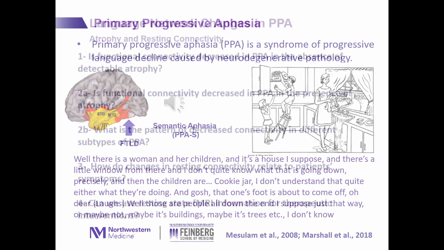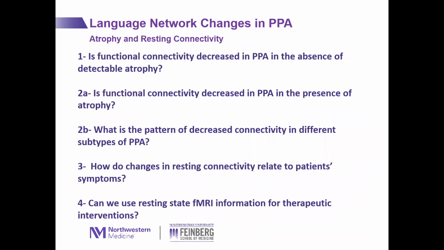And then they can come up with long sentences and then discuss sometimes very difficult concepts. So, okay, now you kind of saw where we were with the language network in terms of the functional MRI. I showed you some of the atrophy patterns, and then we wanted to know how things are in PPA.